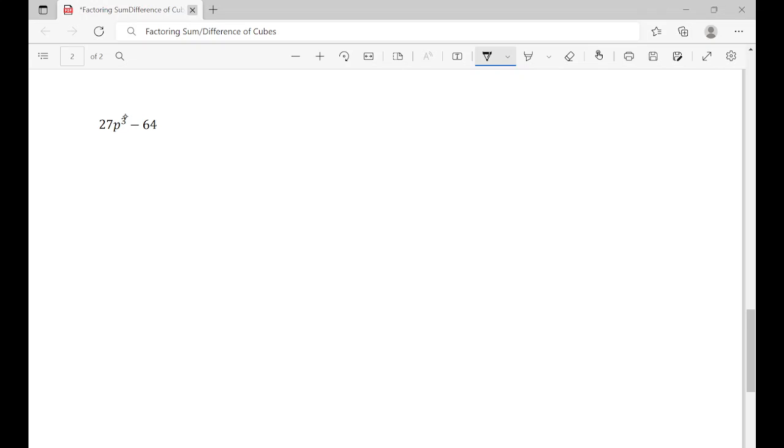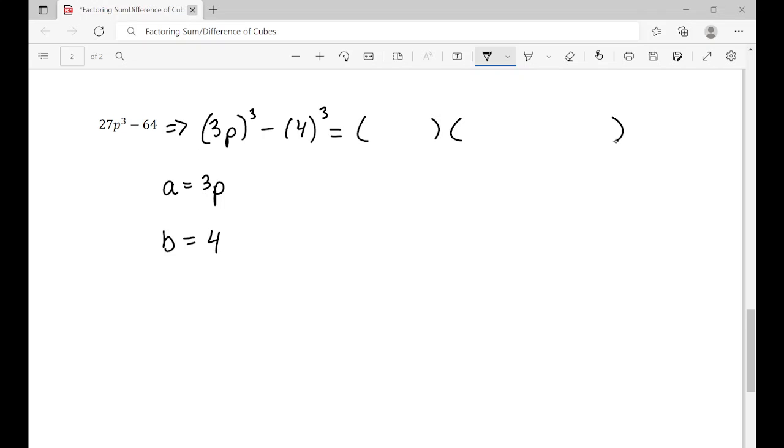Last, 27p cubed minus 64. I can rewrite this as 3p cubed minus 4 cubed. So a is 3p and b is 4. Small parentheses, large parentheses, put in my signs: same, opposite of minus, plus, and always positive. Now I put my a term here, and a is 3p, so 3p goes here. B goes here, and b is 4, so I put in a 4.